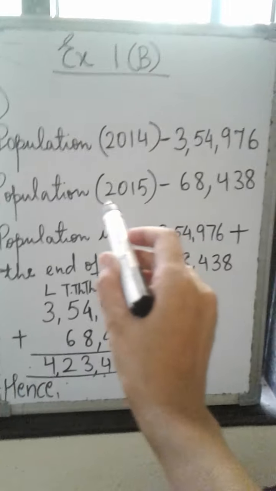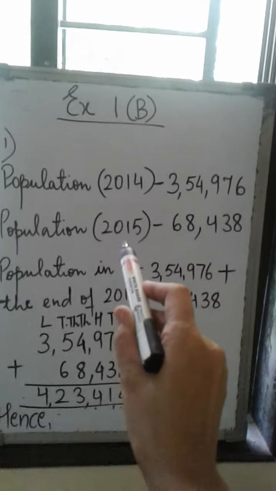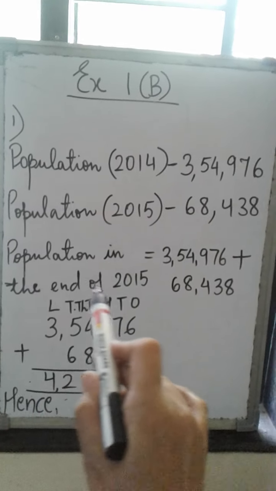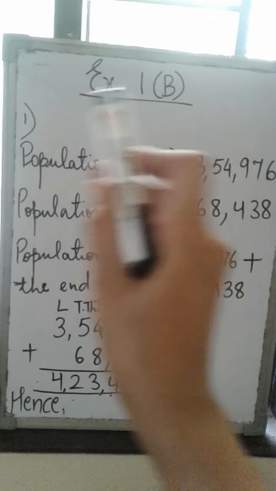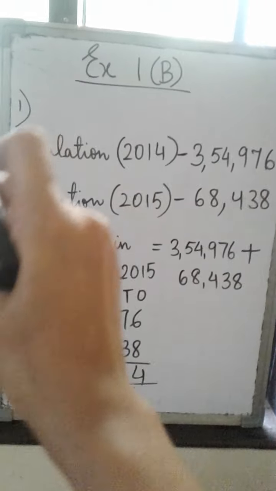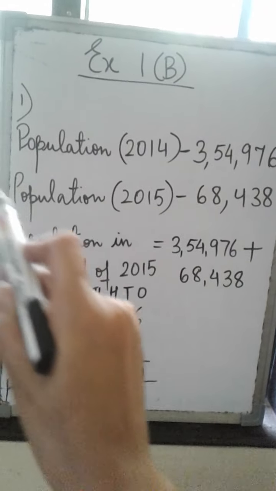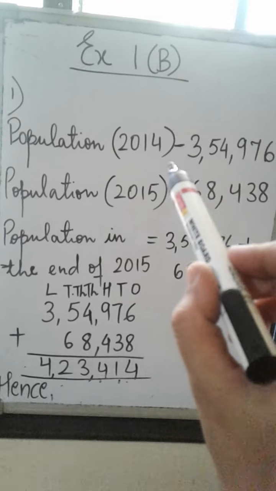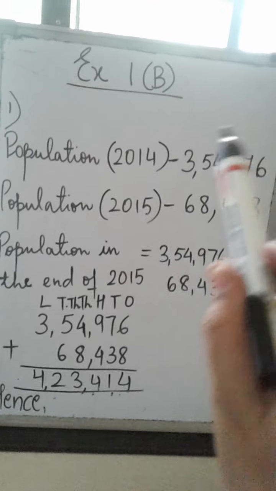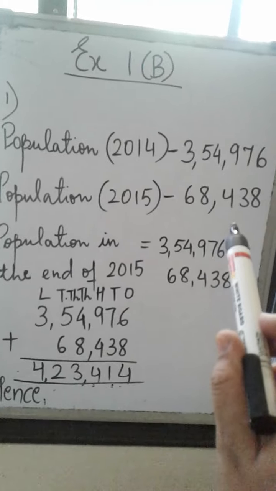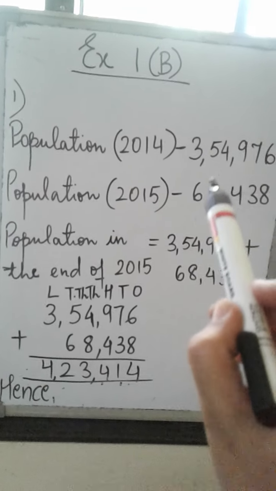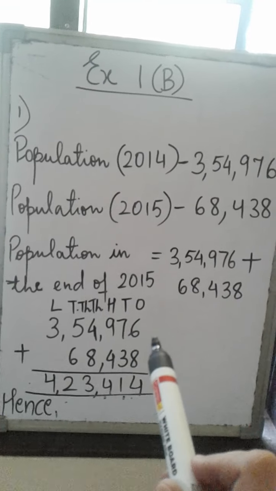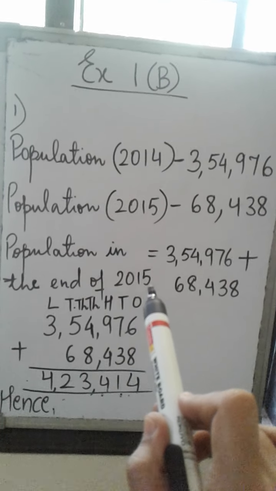So in 2014 the population is given as 3,54,976, and the increase in 2015 is 68,438. So for the population at the end of 2015, if you apply logic, you can understand that we have to add here. We have to do addition. We have to add the population of 2014 with the increased population. So this plus this will give me the total population at the end of year 2015.